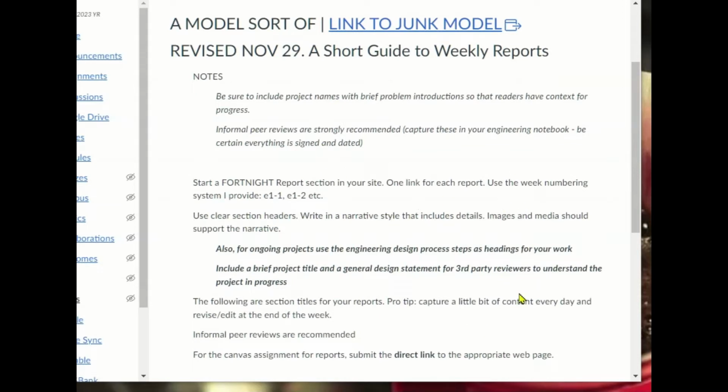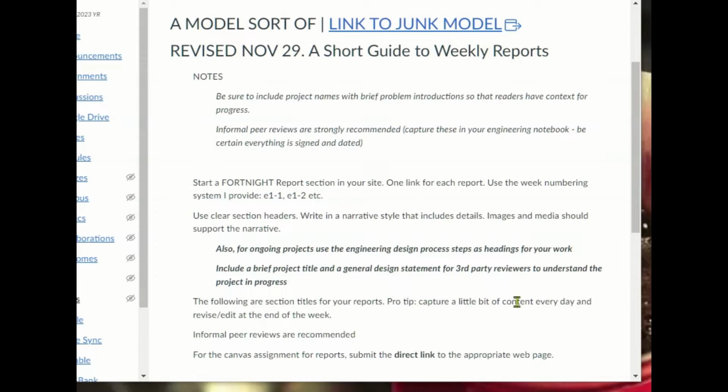One of the things I want to start out with is that when you are talking about a project, you're probably going to be in the middle of a project. So always include a project name and a brief introduction of the project so that readers know what you're talking about before you start talking about details. It's something you could literally just copy and paste from week to week for each project that you're working on.